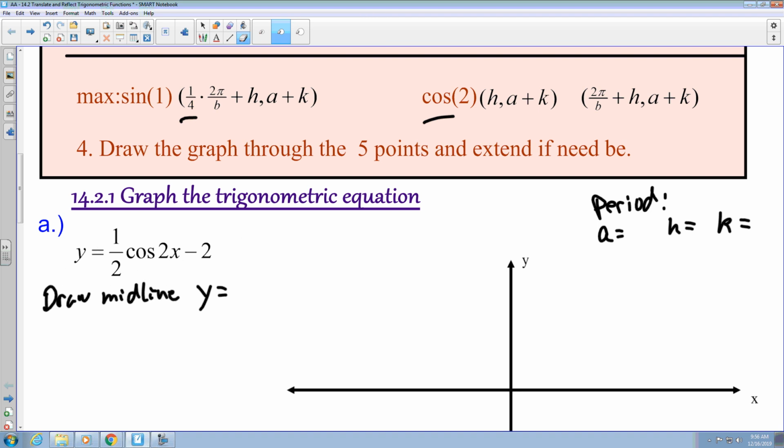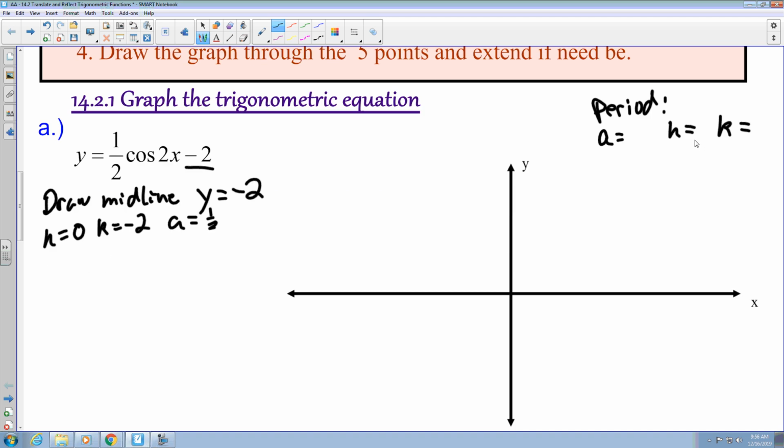So we're going to look at y is equal to 1/2 times the cosine of 2x minus 2. Because I got the minus 2 on the outside, there's no parentheses. So since there's no parentheses, in this particular instance, h equals 0 and k equals -2. All right, a in this case is 1/2. So if I draw here, go down to -2, I'm going to say that this is my -2, and I'm going to draw my midline. Okay.